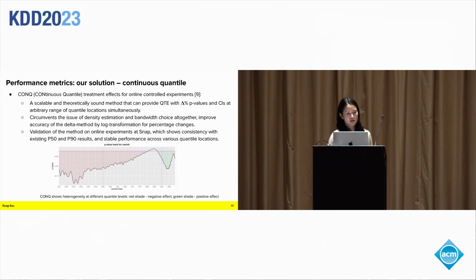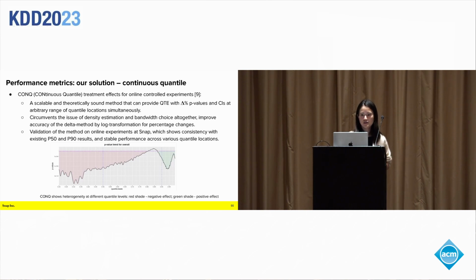It circumvents the issue of density estimation bandwidth choice altogether, and improves the accuracy of the delta method by log transformation for percentage changes. Our validation of this method on online experiments at Snap shows very consistent results with existing P50 and P90s, and also has pretty stable performance.